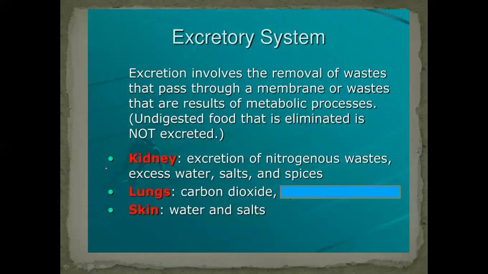Now coming to the excretory system. Before that, what is excretion? Excretion is the process by which waste gets removed from our body. Kidneys, lungs, and skin perform this action. The kidneys excrete nitrogenous waste, excess water, and salts, the lungs excrete carbon dioxide, and through the skin, water and salts are excreted.